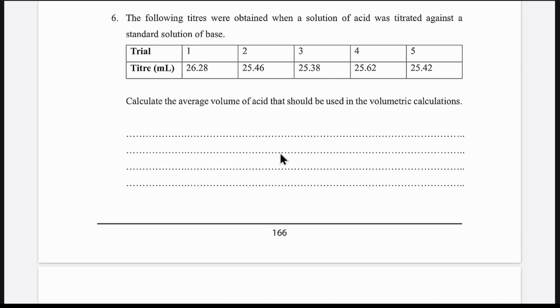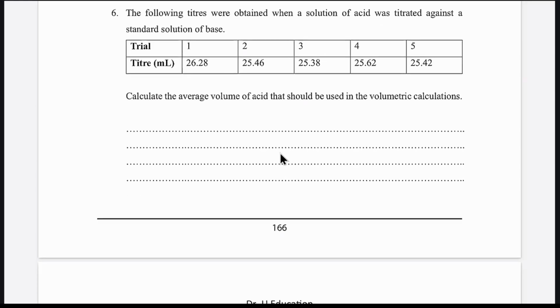Okay, so the following titers were obtained when the solution of acid was titrated against a standard solution of base. Calculate the average volume of the acid. How much is that? 25. That's easy, right? No, it's wrong. 0.632. Wait, that's wrong. That's when you add it all over.